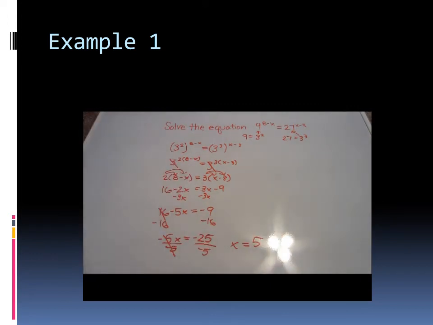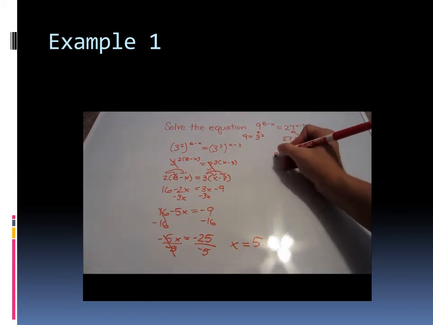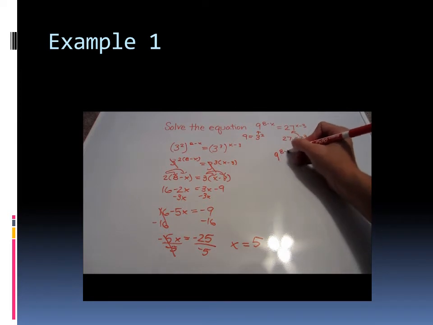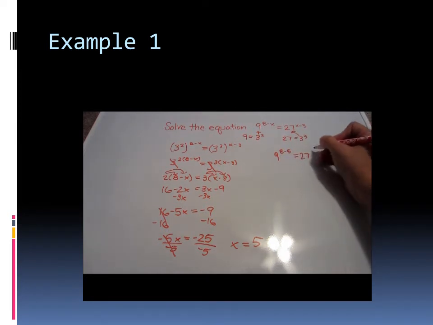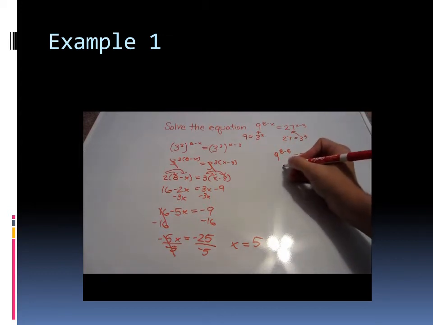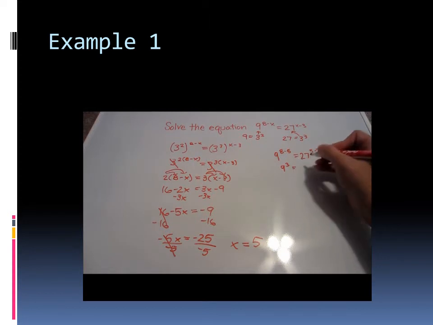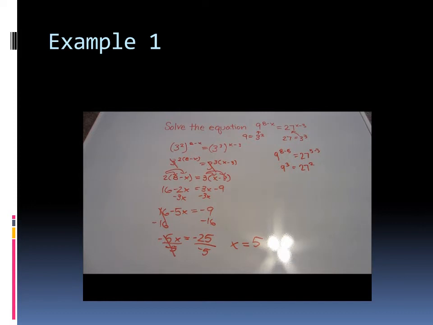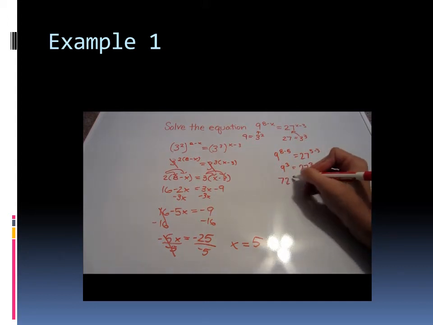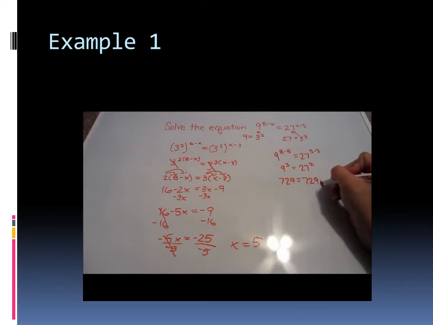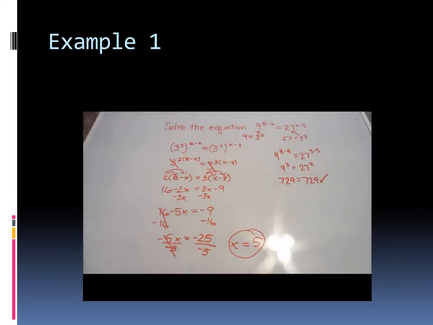And we can double check this if we want to by plugging it into the original. We can do 9 to the 8 minus 5 equals 27 to the 5 minus 3. That gives us 9 to the third equals 27 squared. If we plug these into a calculator, we'll get the same answer. Both sides would be equal to 729. So we know that the answer works, and x equals 5 is a good solution.